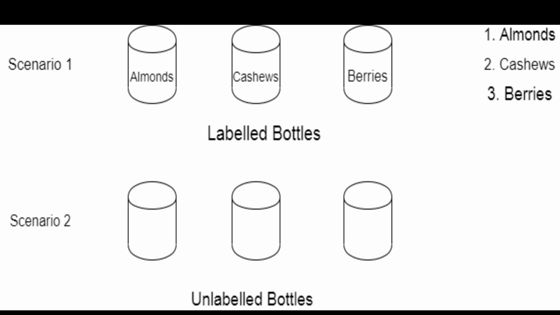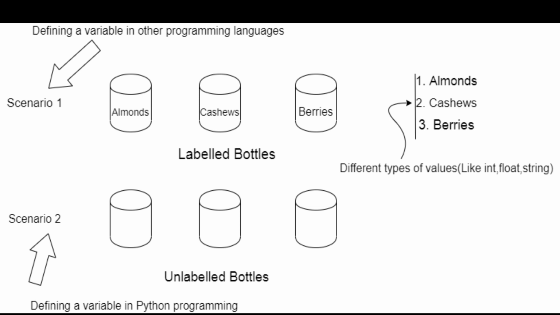So this is similar to defining a variable in other programming languages. While defining the variable in other programming languages, you have to specify the type before assigning a value to the variable. The same way, in the first scenario, before storing the nuts into the respective bottle, you have to label them. Then you can store them into the bottles according to the label. And you cannot swap the nuts into other bottles because they are already labeled.